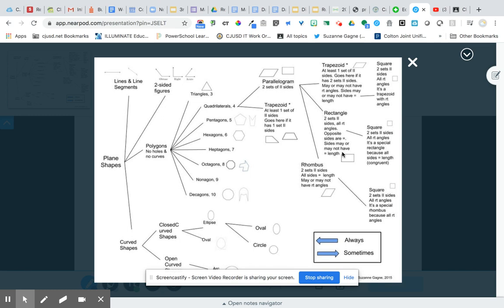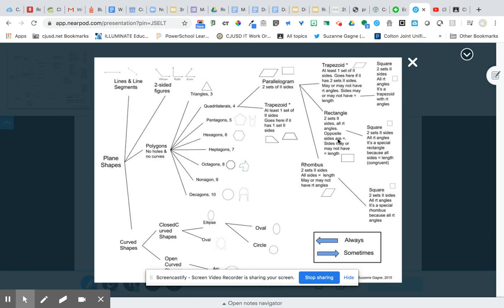But we can also say, well, you really have to think about this one. Two sets of parallel sides, two sets of parallel sides. All sides equal length. Sides may or may not have equal length. So if it does have equal length, then it would match, because this one it might. So if it happens to have equal length, it would match. May or may not have right angles. This definitely has right angles. If the rhombus has right angles, it is going to match up.